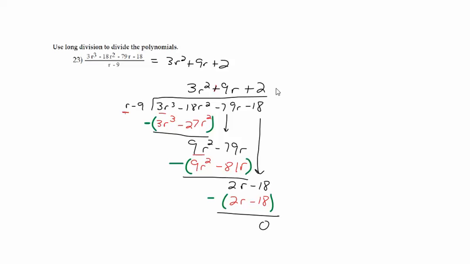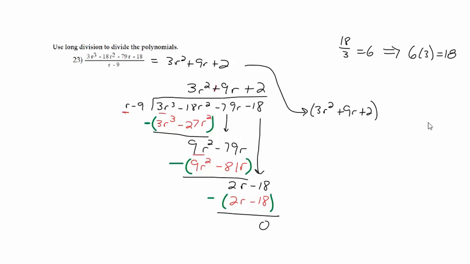Now you could check this like any other division problem. I mean, if I told you 18 divided by 3 equals 6, that implies that 6 times 3 would have to equal 18. Right? That's a property of division and multiplication. So what this implies, let's write it over here. What this division answer implies is that if I took 3r squared plus 9r plus 2 and multiplied it by the r minus 9, I should end up with what's in the numerator right there. Let's just check it. This is how you could actually check your answer.